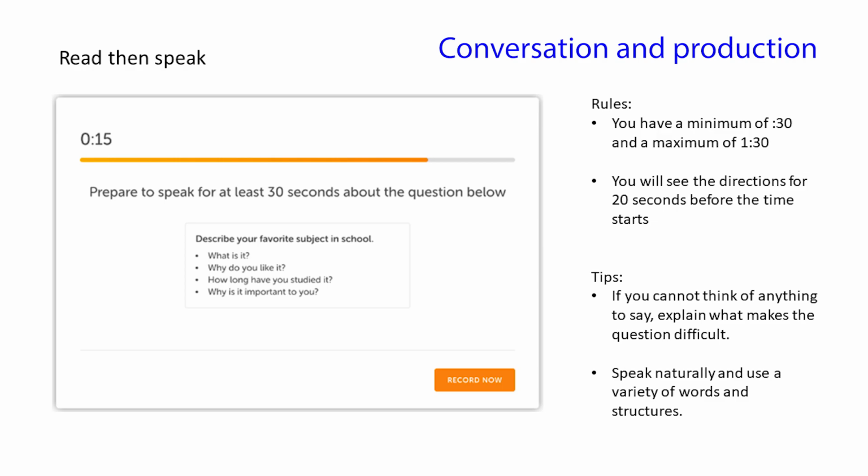Now, a minute and 30 seconds doesn't sound like a long time, but you can say a lot in that short amount of time. Now, the tips for this question by the Duolingo study guide says that if you cannot think of anything to say, that you can explain what makes this question difficult. I get asked this a lot. What do I do if I can't think of anything to say? Well, here's your answer. If you can't think of anything, talk about why the question is difficult.